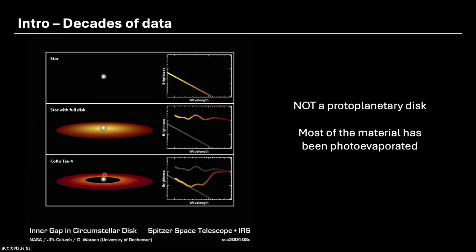And ALMA has provided a lot of images that show these structures in a variety of systems. So we're only now starting to learn how these disks and rings form and so on. But how debris disks were differentiated from protoplanetary disks at the beginning was just through photometry.